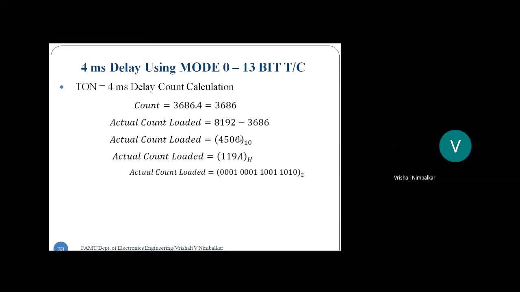This is a decimal number. I will be converting it into hex. So the actual count that will be loaded in the register is 119A. Is that okay? Now I have written it in binary, see at the downside. That is 1 0001. 119A is in hexadecimal, and I am writing that hexadecimal number in binary. So 0001, that's again 1. Then that's 9, 1001. And A is 10, 1010.